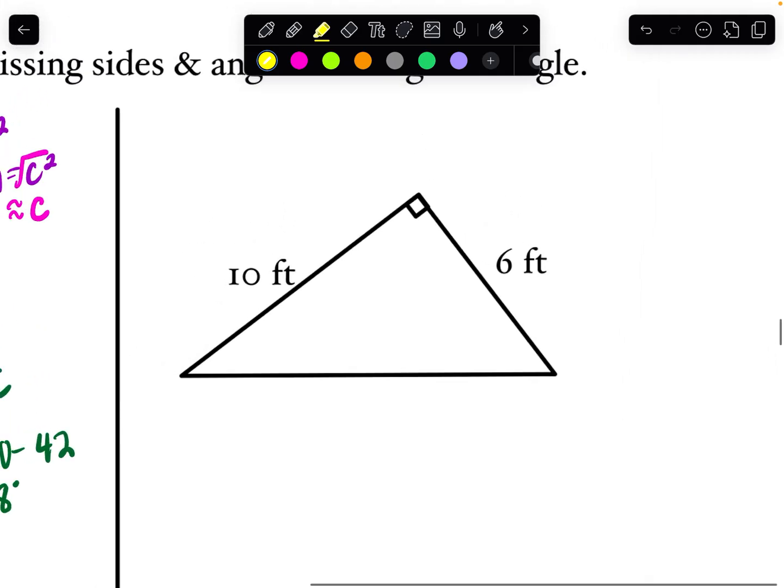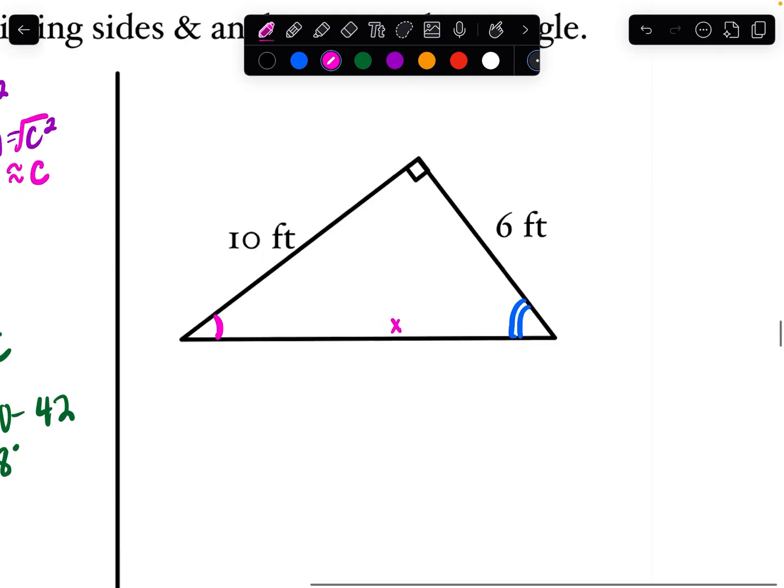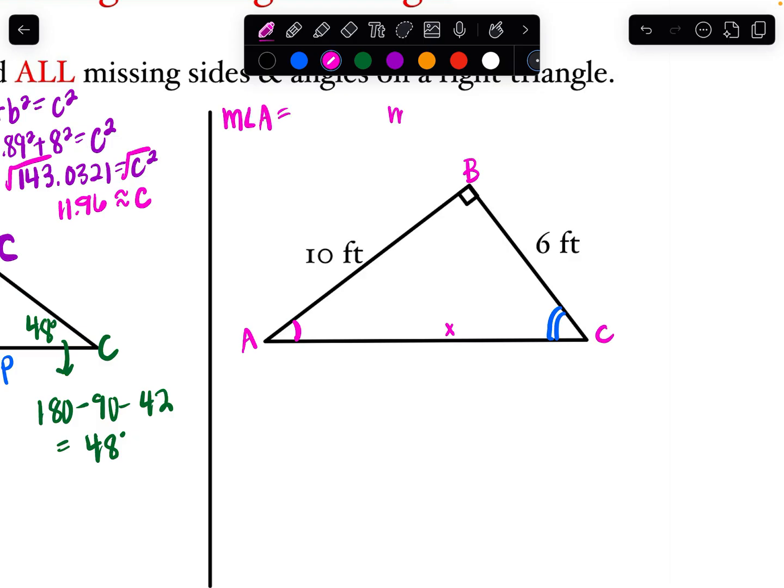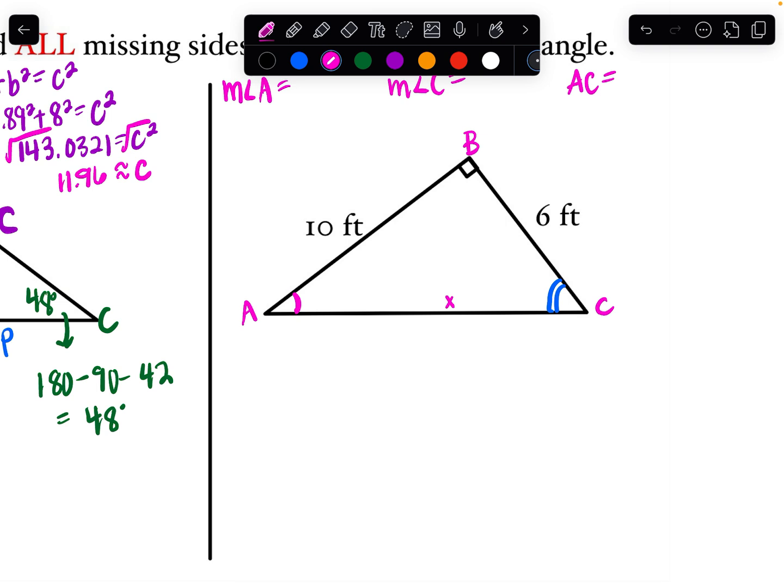Let's look at this one. So we need to solve for the pink angle, the blue angle, and that side. Let's start by solving for the side because we can just use the Pythagorean theorem. Again, I'm going to label this. So we need to find the measure of angle A, we need to find the measure of angle C, and we need to find the length of side AC. We'll start with side AC.